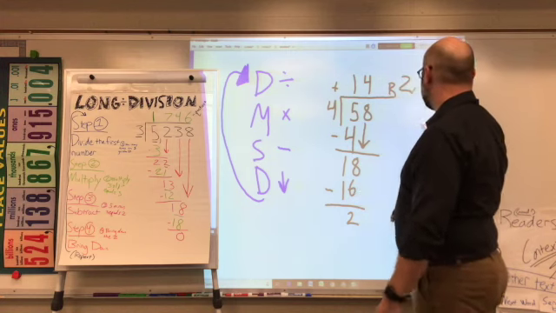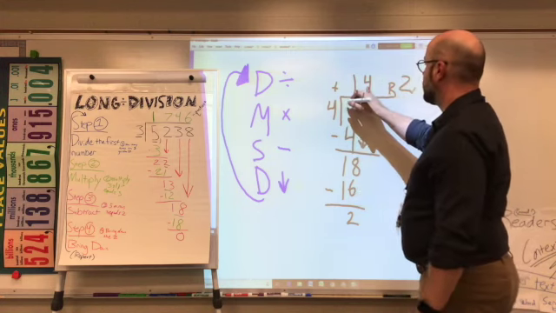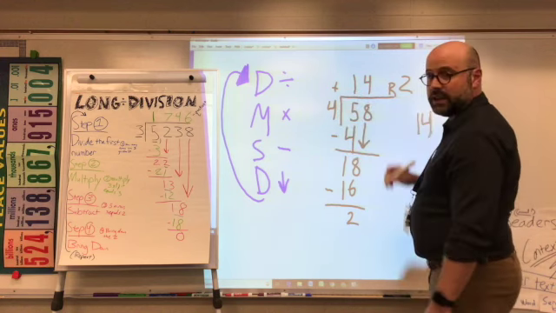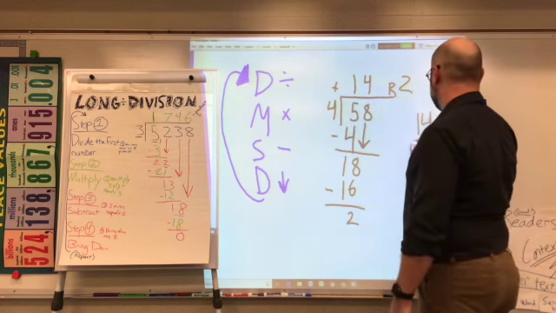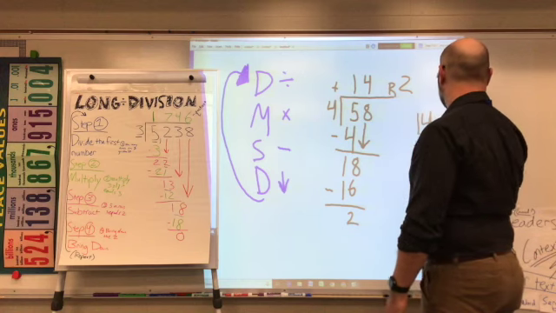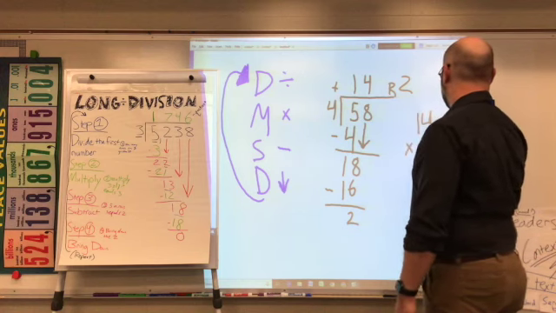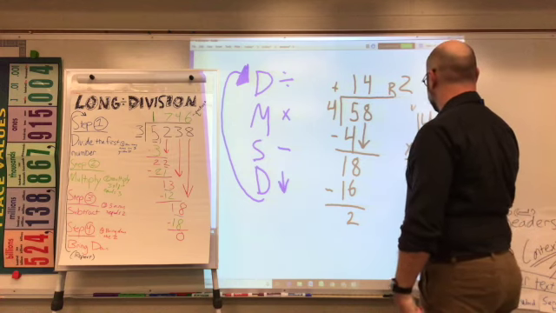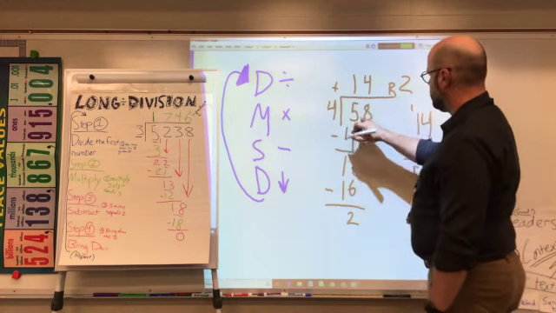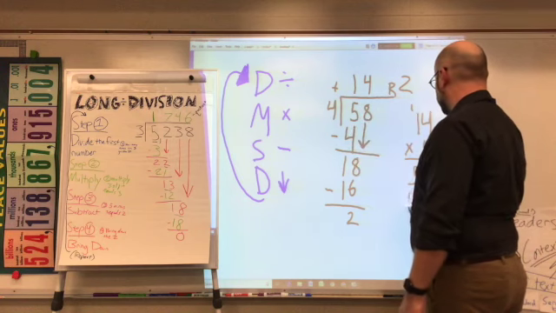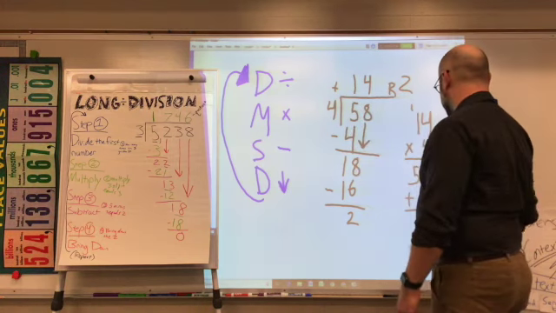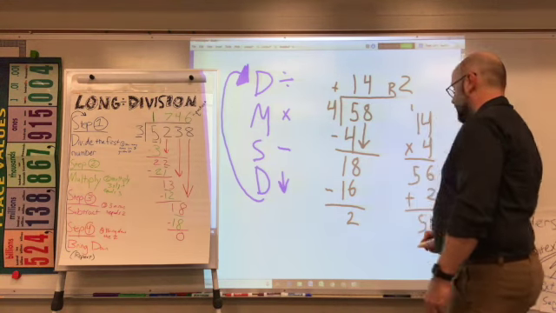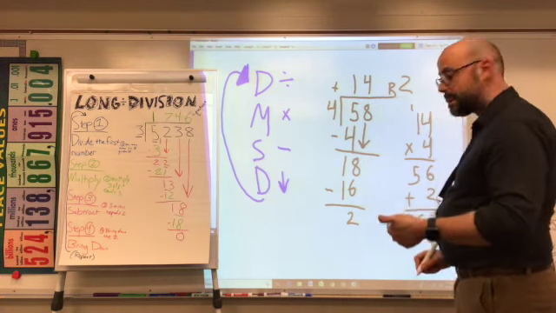And now we can check our work by just multiplying our quotient by the divisor and then adding the remainder. 14 times 4. 4 times 4 is 16. Carry the 1. 4 times 1 is 4. Plus 1 is 5. 56. Oh, our number's 58. We have to add our remainder, which is 2. 56 plus 2 is 58. Right?